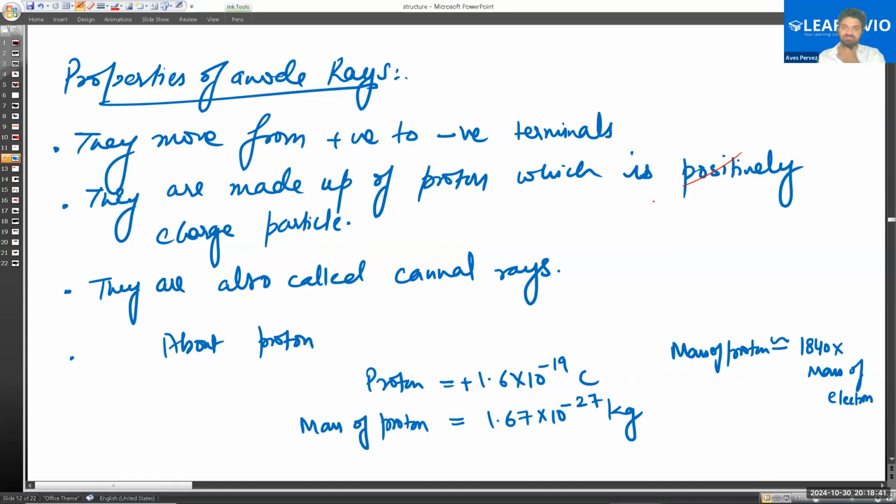Sir, what is the mass of proton after that? Mass of proton is 1.67 × 10^-27 kilogram. Mass of proton is approximately equal to 840 times the mass of electron.